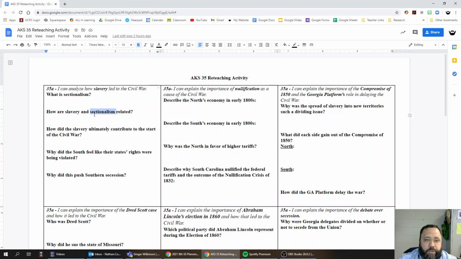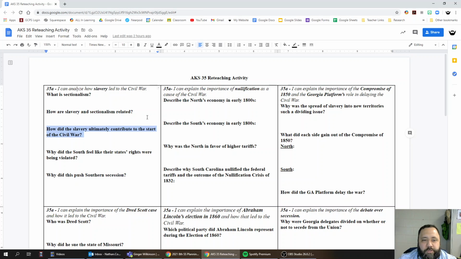How are these two things related? How are slavery and sectionalism related? Slavery became a sectionalist issue, an issue by which we could divide ourselves into different sections. So the North was against slavery, and the South was obviously pro-slavery. That's why it was a sectionalist issue.